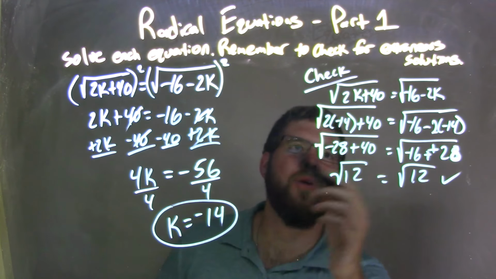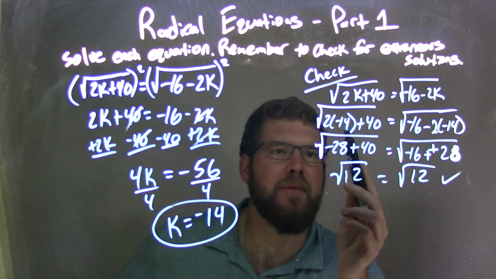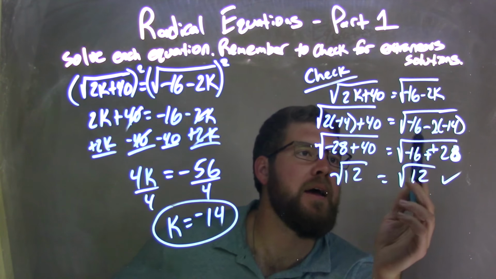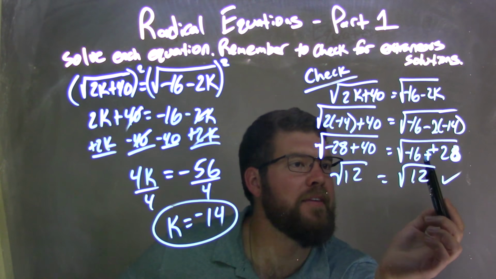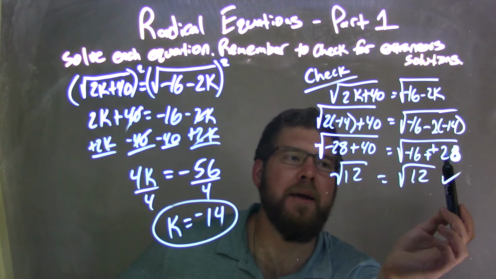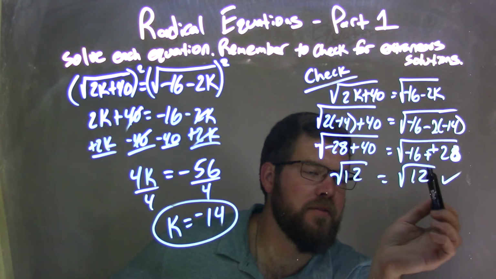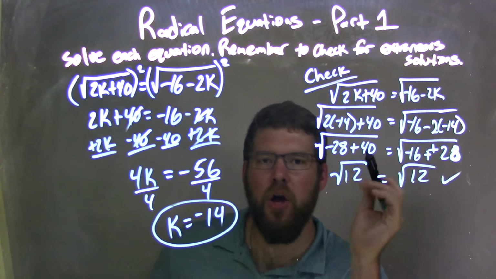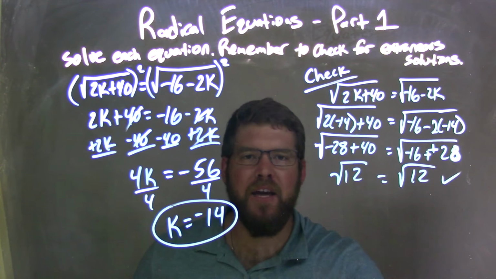I then had to check, so I rewrote my equation and plugged negative 14 in for both k's, then simplified. 2 times negative 14 is negative 28. Negative 28 plus 40 was 12, so we have square root of 12 here. Negative 16 minus 2 times negative 14. 2 times negative 14 is a negative 28, and subtracting a negative is the same thing as adding a positive. So I have negative 16 plus a positive 28, which comes out to be a positive 12. Square root of 12, square root is still there, so we have square root of 12 equals square root of 12. Left and right are equal. Fantastic. We have no extraneous solutions, and it confirms our final answer is k equals a negative 14.